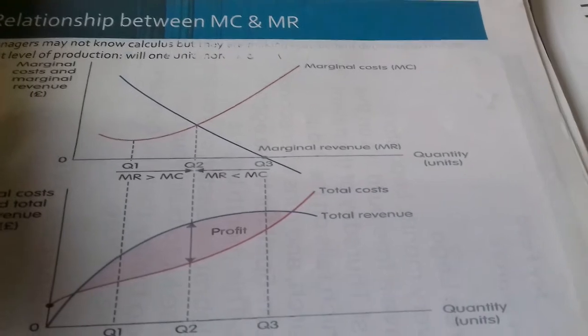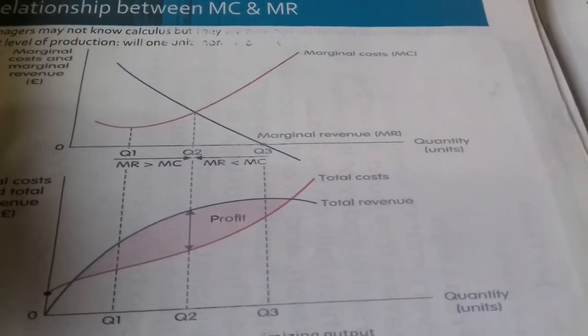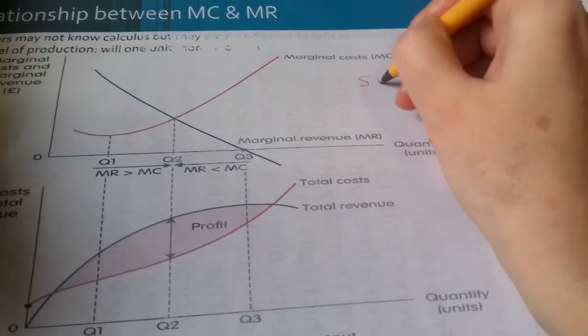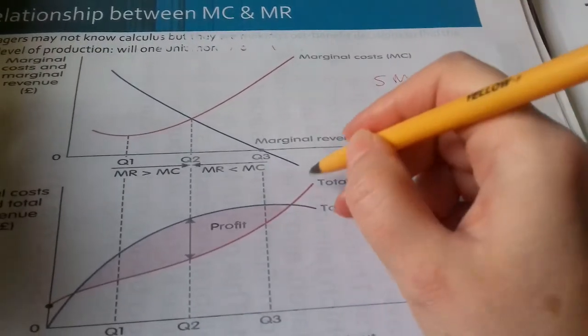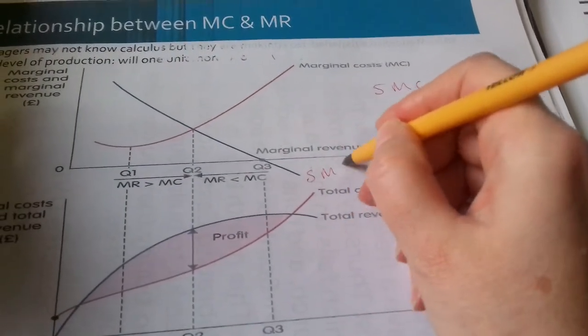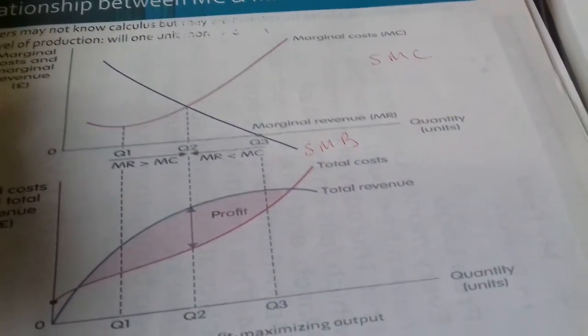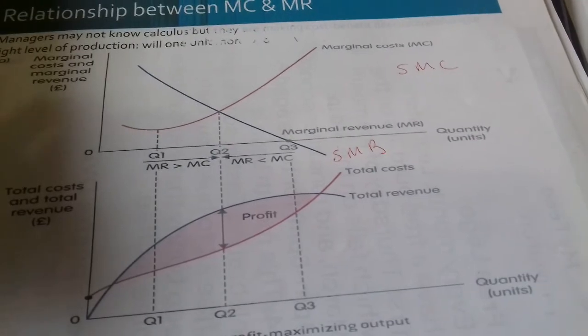Now, of course, it's important at this point that we change the labels on our diagrams. So marginal cost becomes social marginal cost, and demand becomes social marginal benefit, and then we're reminded that this also maximises consumer and societal well-being.